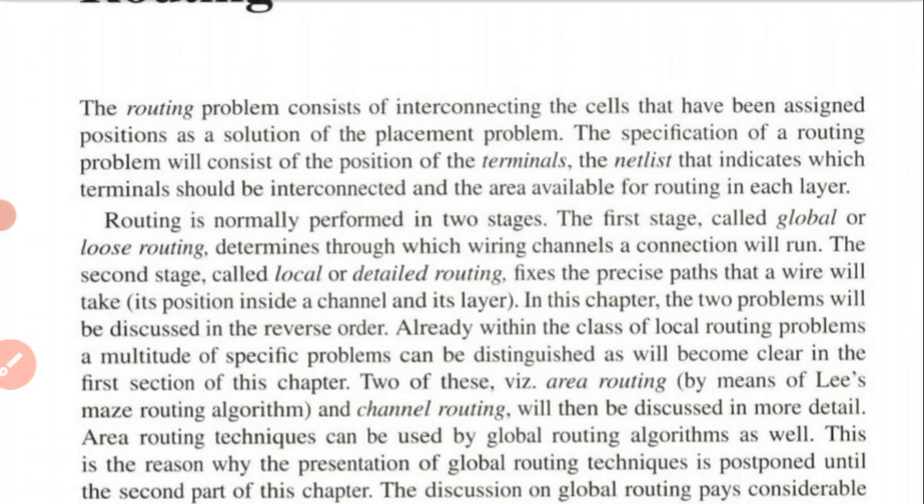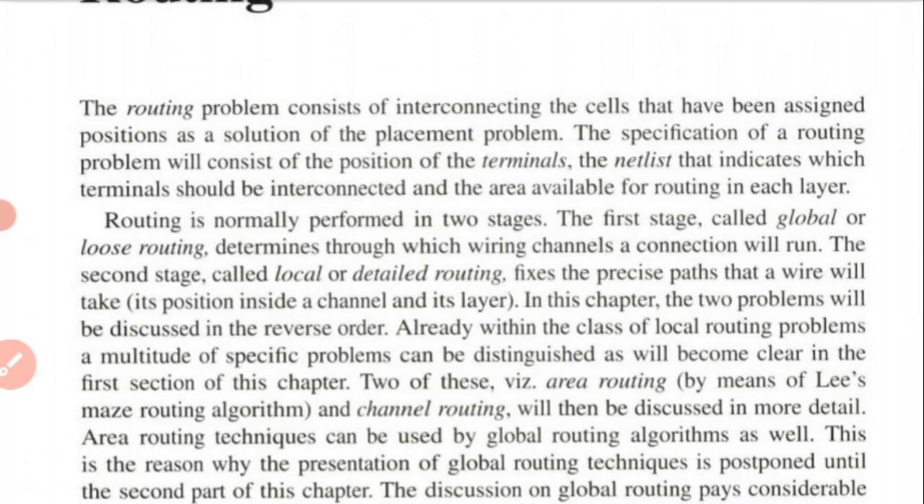And the area available for routing in each layer. These are the three things when we consider routing. We must know the terminals, the netlist, and the area available for the routing. Only if we know the area can we route it properly. These are the three things we have to consider while routing.